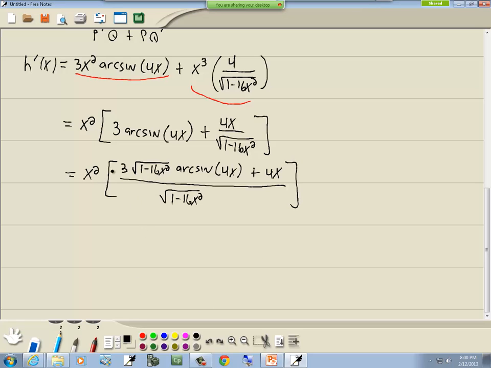Now we could take that x squared and put it up on top here if we wanted to, but this is fine. Again, what I did is to get a common denominator, I multiplied top and bottom by square root of 1 minus 16x squared. Let me save that. This is derivatives of inverse functions.